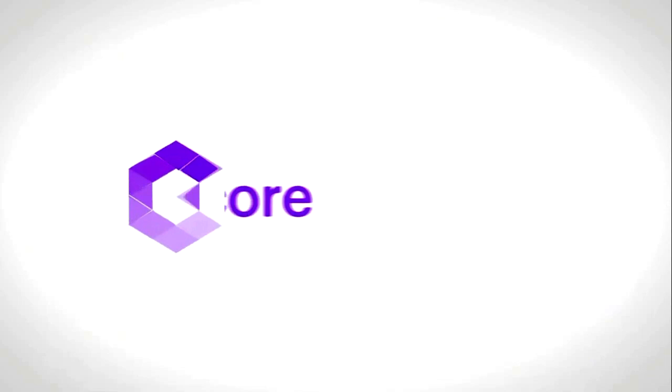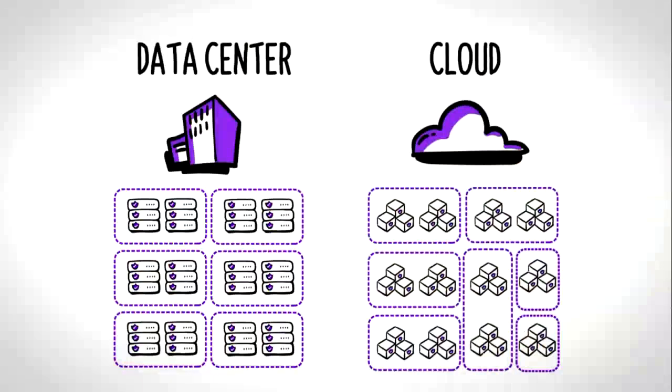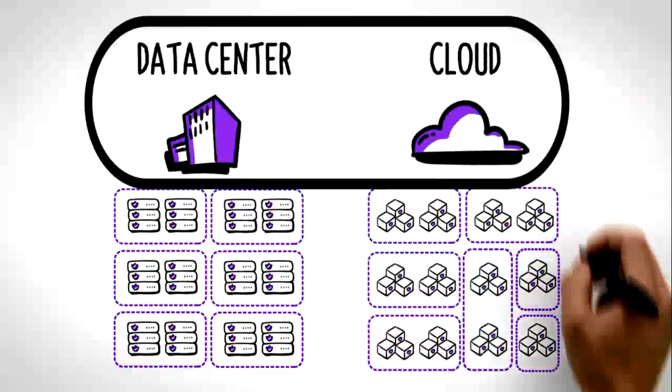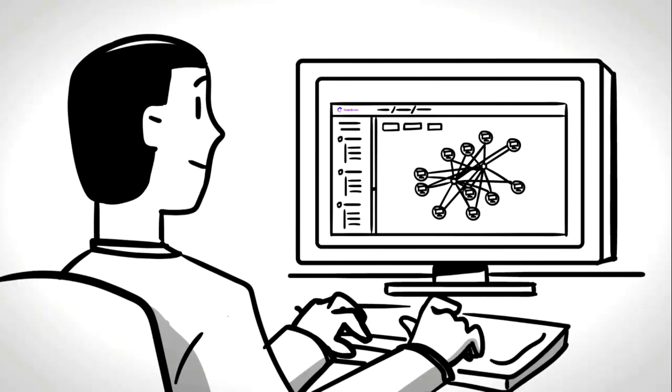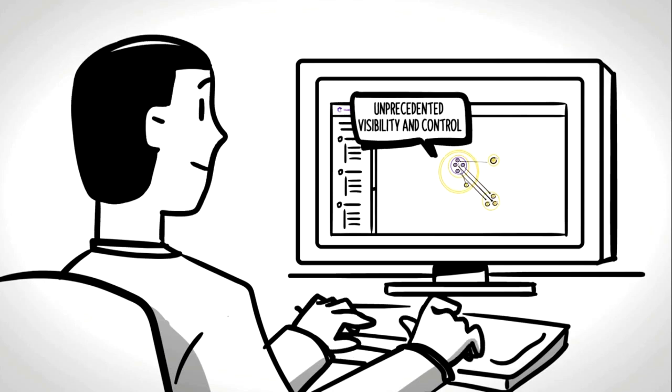That's where Guardicore Centra comes in. Rather than relying on the underlying network or cloud infrastructure for segmentation, it creates a software-based segmentation overlay that works across data centers and cloud environments. It's simple to implement and manage and offers unprecedented visibility and control.